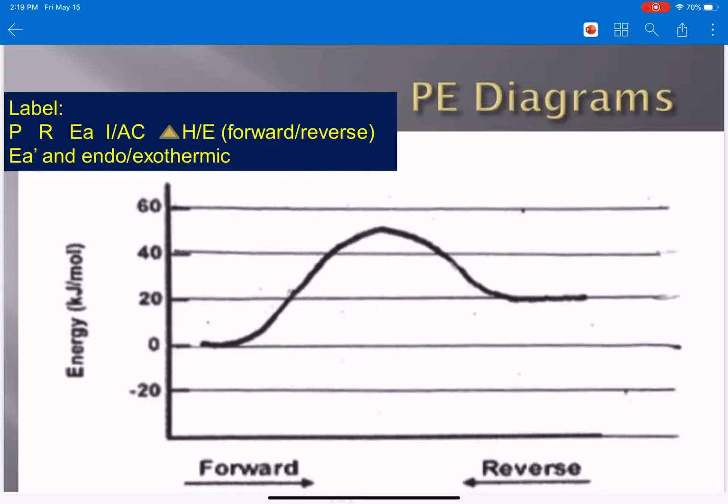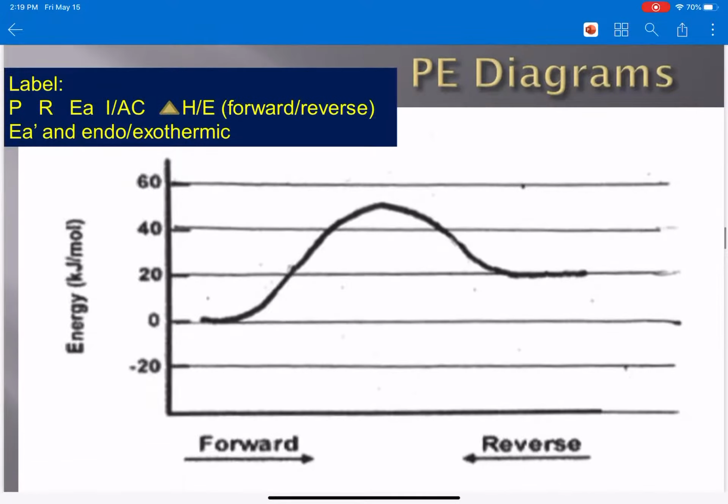This is Bowles here. This video is about potential energy diagrams, which go along with kinetics and also thermo in chemistry. So when you're looking at a potential energy diagram, even just a real simple one like this one, there's certain things that you're going to need to be able to label, and they are listed here.